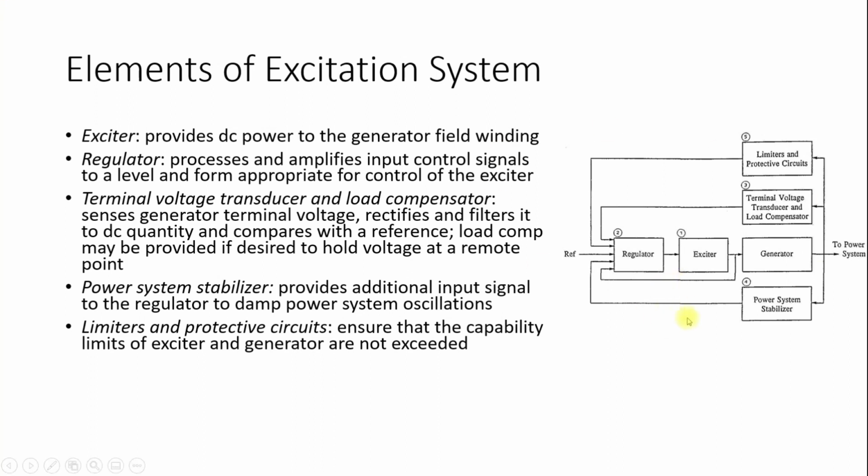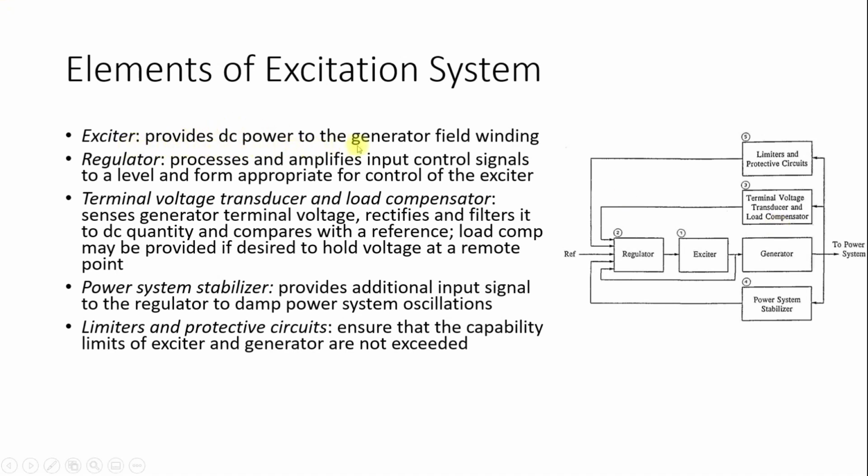Some secondary controls available in the exciter are the power system stabilizer, which is helpful in stabilizing the system or reducing the oscillations in the system. Then we have different kinds of limiters. The limiters can be the over excitation limiter, under excitation limiter, or the flux limiter. And then we have the terminal voltage transducer or load compensation. So these are the different things we have in a typical excitation system.